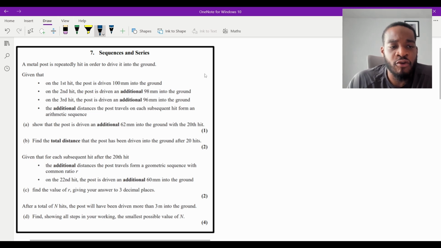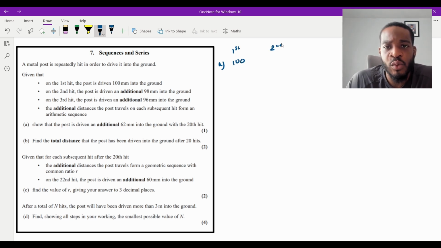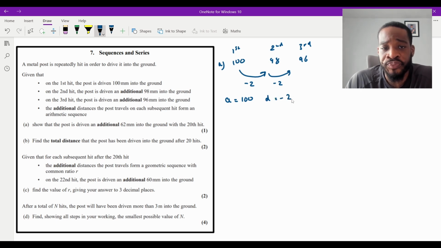So what I can do is get an arithmetic sequence going. So part A, I'll do it here. On the first hit, we know it's 100. On the second hit, we know it's 98, and on the third, it's 96, and so on and so forth, right? So this is going down by 2. So -2, -2. So that means it's arithmetic. Our first term is going to be 100. Our common difference d is going to be -2.